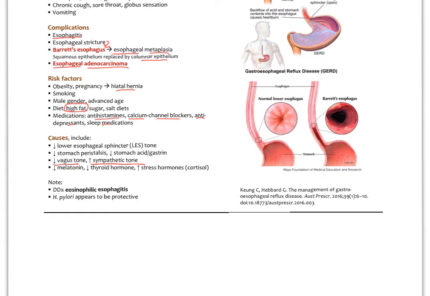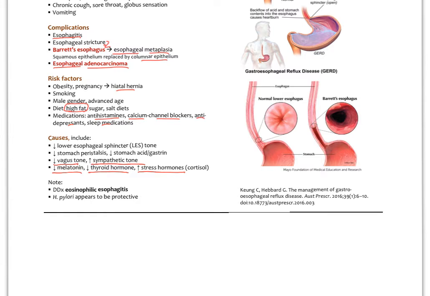Now, interestingly, we know that there are actually receptors for melatonin as well as a lot of other neurotransmitters in the lower esophageal sphincter. And we know that low melatonin, hypothyroid states, as well as increased stress hormones, all can relax the lower esophageal sphincter. So I'm looking at that often when I'm looking at treatment for chronic GERD in patients.